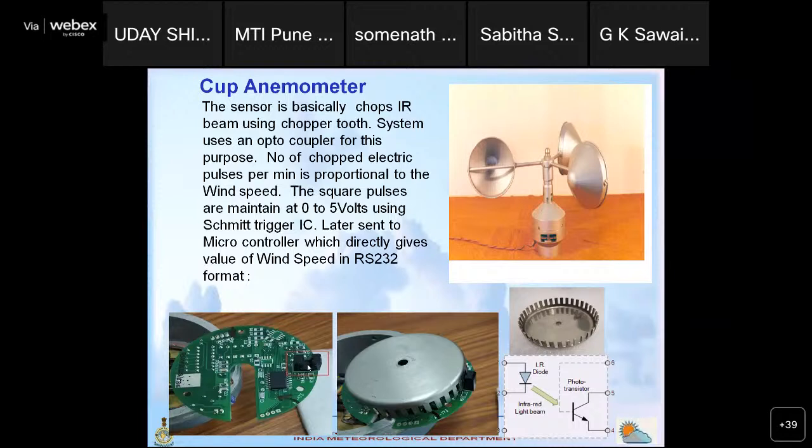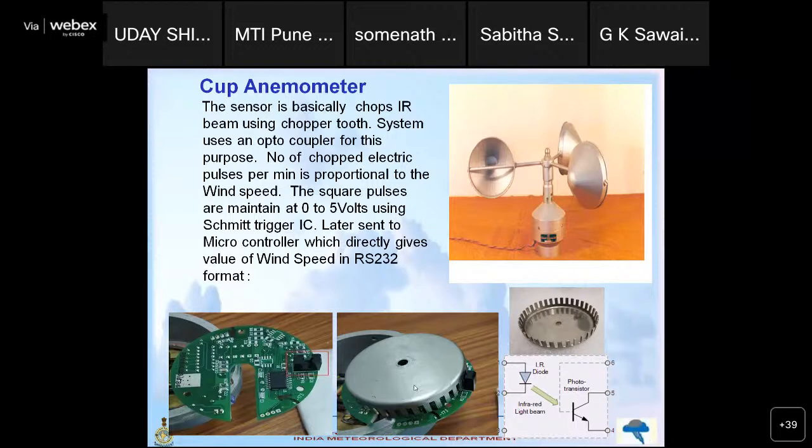In between there is a gap. This plate is placed in between the transmitter and receiver like this, so that when it rotates according to the wind speed, it will chop the light. When the light is chopped, one pulse will be generated. Square pulses will be generated.